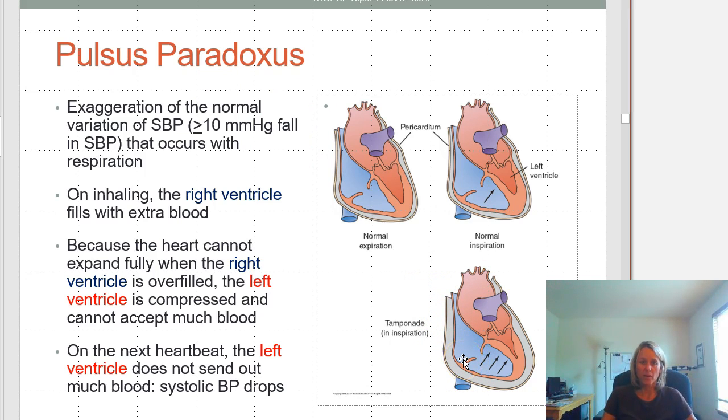So with tamponade, on inhaling, the right ventricle fills with extra blood, but the heart cannot expand fully when the right ventricle is overfilled. So the left ventricle is compressed even more. And on the next heartbeat, the left ventricle does not send out as much blood, and therefore the cardiac output, and thus the systolic blood pressure, drops.